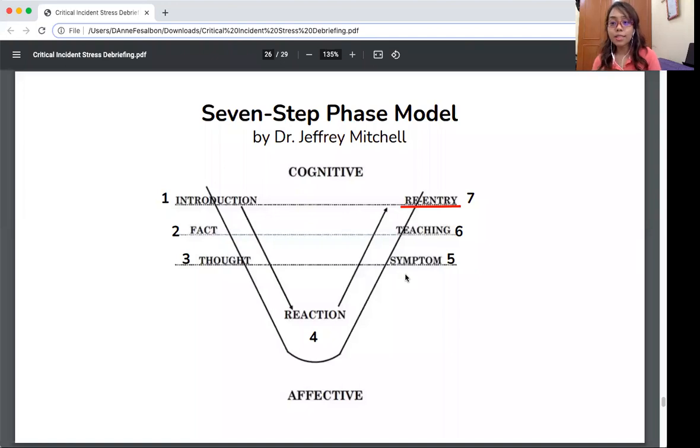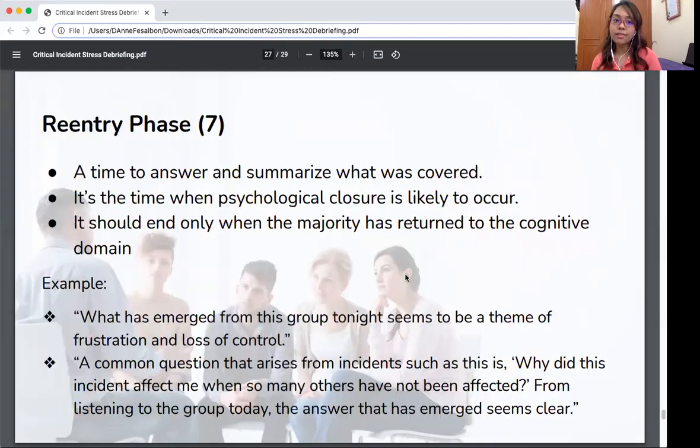Okay, now we go to the last one, which is the reentry phase. This is a time to answer questions and summarize what was covered. It's also a time when psychological closure is likely to occur. It should end only when the majority has returned to the cognitive domain. So we also need to be sensitive if others are still in the feeling domain.